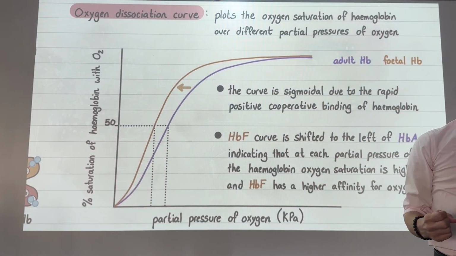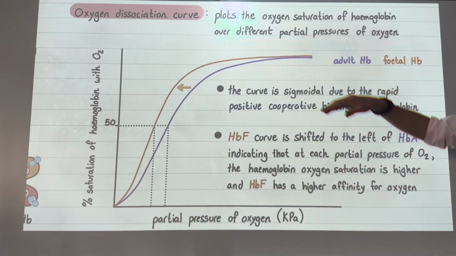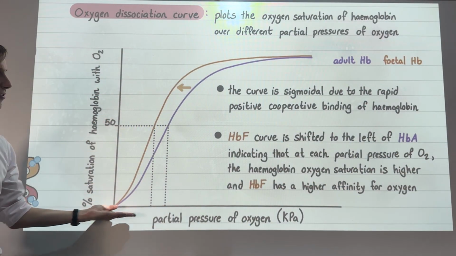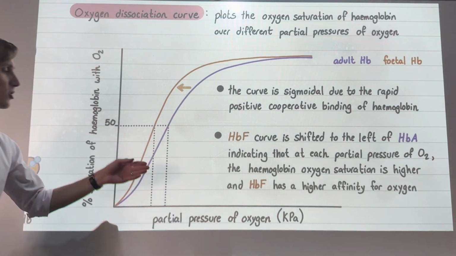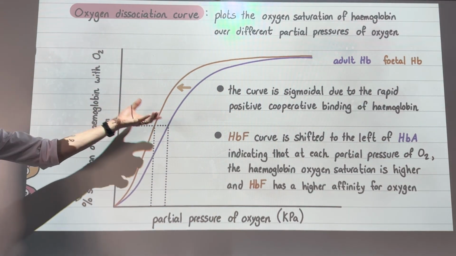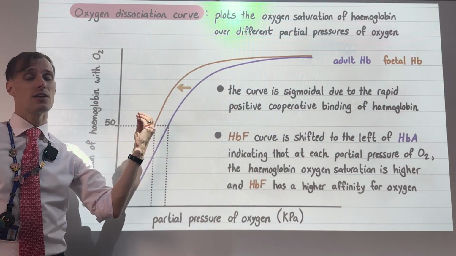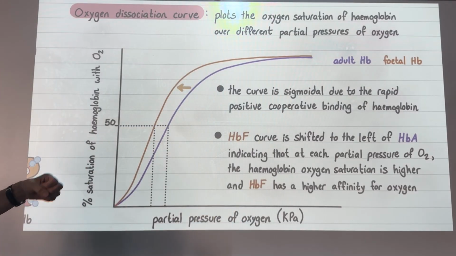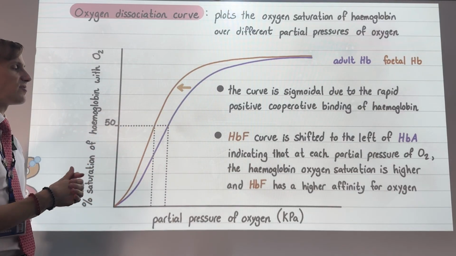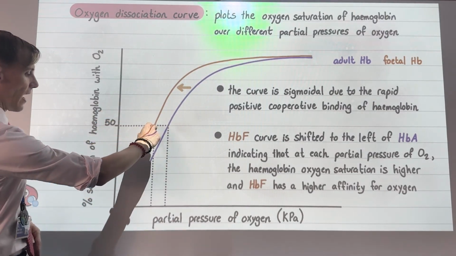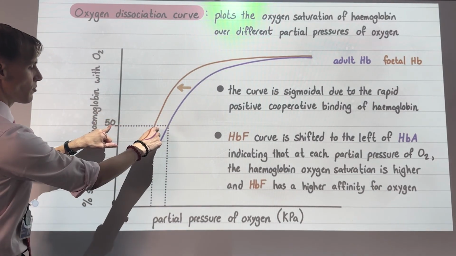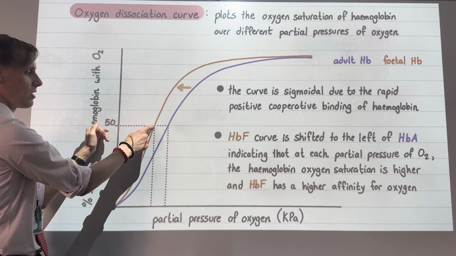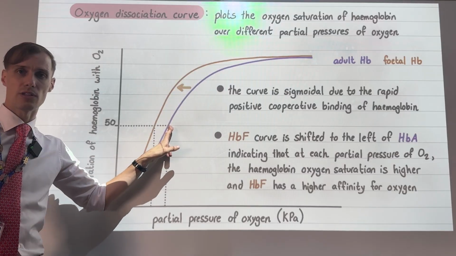So this curve right here is something called the oxygen dissociation curve. And it plots this oxygen saturation over different partial pressures of oxygen. So as we've just predicted, fetal hemoglobin has a higher affinity for oxygen at every single partial pressure of oxygen. Let's take a look at the percent saturation of hemoglobin at roughly 50%. Notice that in this case, that amount was reached at a much lower partial pressure of oxygen for fetal hemoglobin than it was for adult hemoglobin.